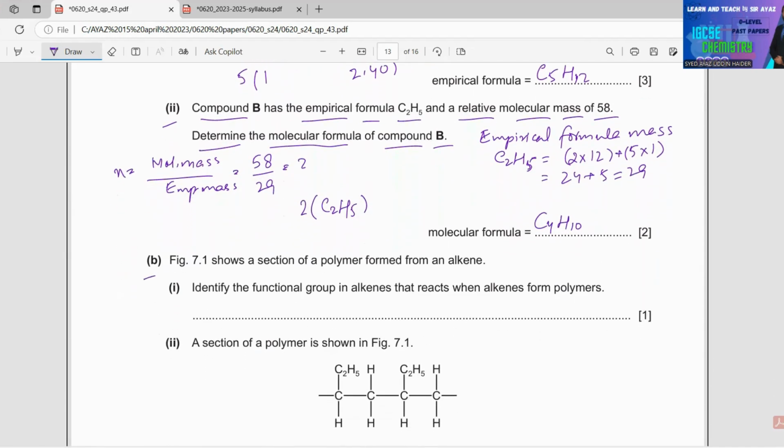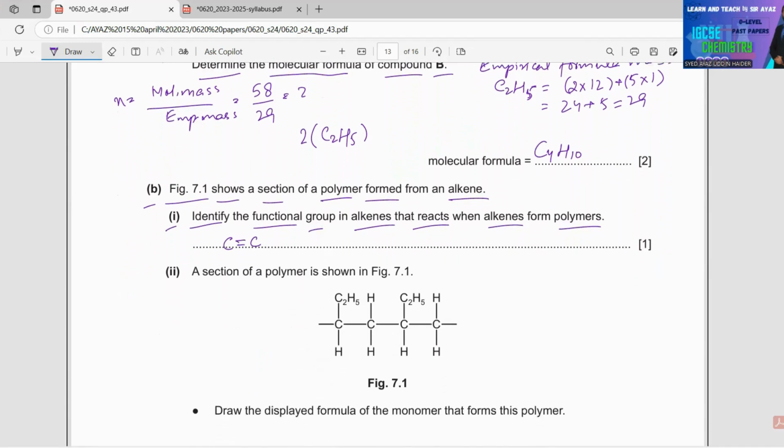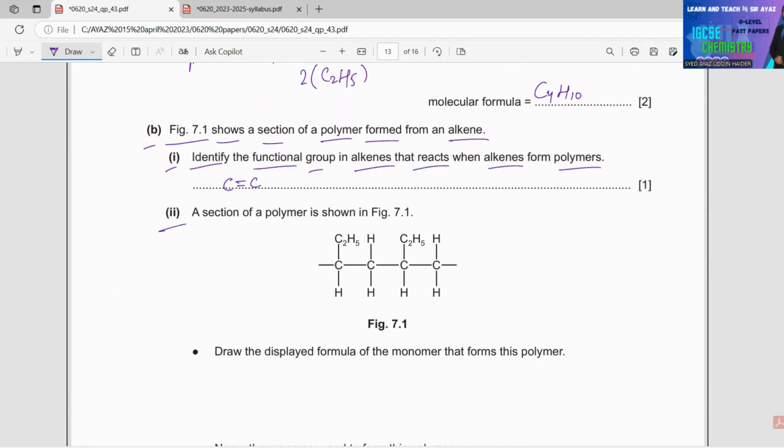Part B. Figure 7.1 shows a section of a polymer formed from an alkene. 1. Identify the functional group in alkenes that reacts when alkenes form polymers. It's carbon-carbon double bond. So you write C double bond C. It's the functional group in alkene which reacts to form polymer. Number 2, a section of a polymer is shown in figure 7.1. Draw the displayed formula of the monomer that forms this polymer.